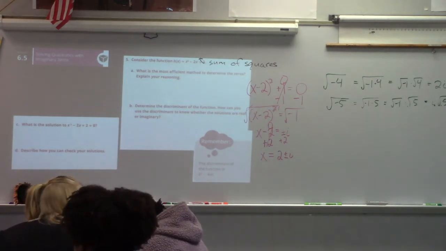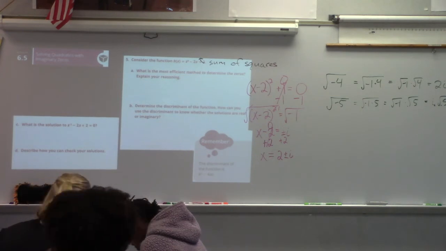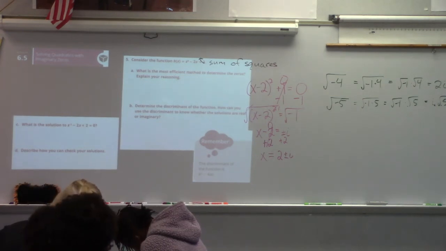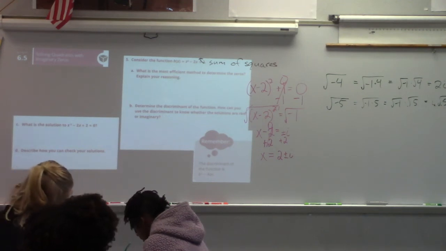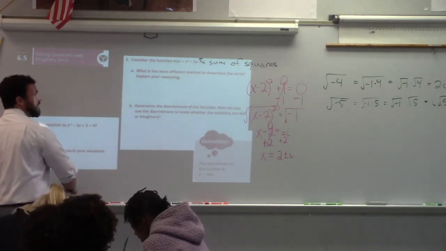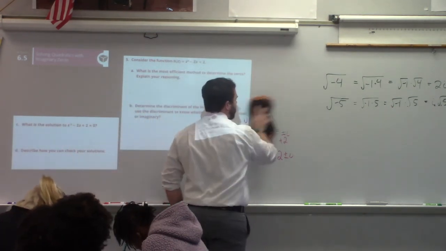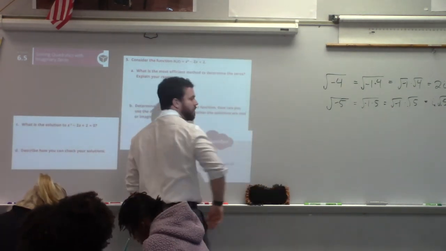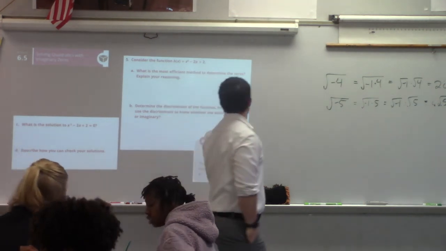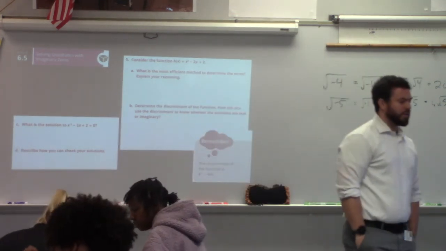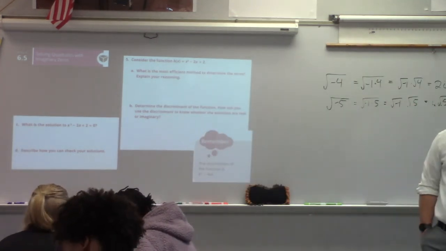Okay, number 5A. What do you think the most efficient method to determine the zeros for this quadratic might be? I want you to take, let's say, 60 seconds within your small group, strategize, and tell me after that 60 seconds what the most efficient method would be. 5A, yep. So just an efficient method to determine the zeros there.